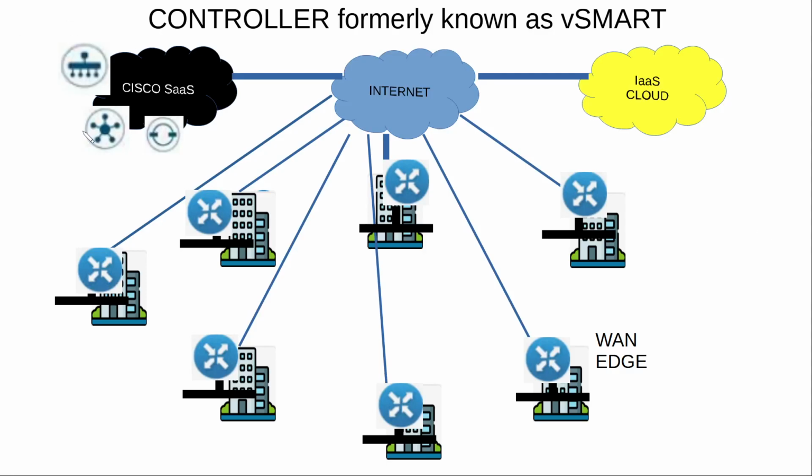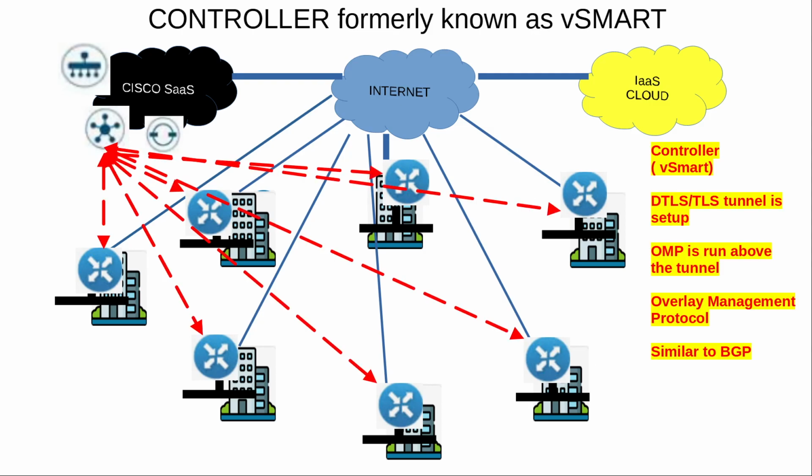Let's review now the purpose of this particular device known as the controller, formerly known as vSmart. After the WAN edges have been authenticated by the validator, they will try to communicate with one or more controllers. The first thing they will do is establish a DTLS or TLS tunnel between the WAN edge and the controller. And at this moment, a protocol will be run above these tunnels that is known as OMP. That means Overlay Management Protocol.